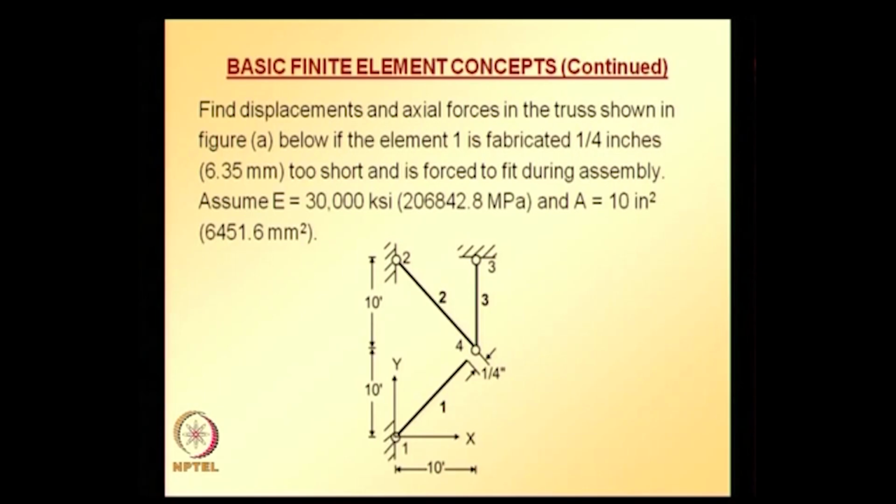and axial forces. Material properties E and the cross-sectional area of members are given in the problem statement; all members are of the same cross-sectional area. And here 10 is feet. So the dimensions are indicated there.